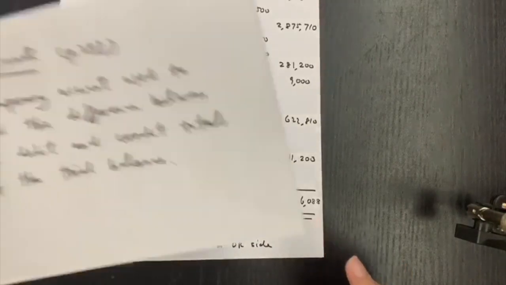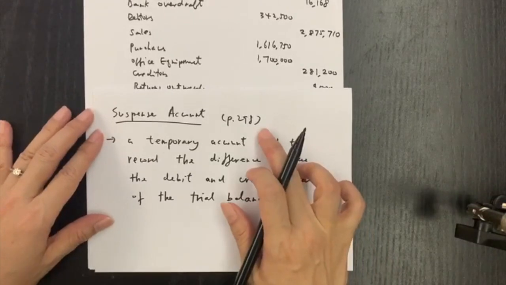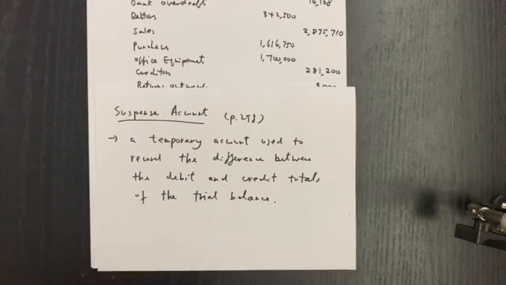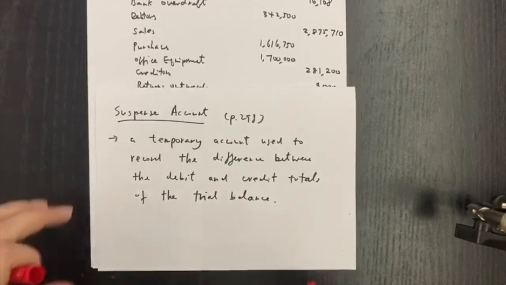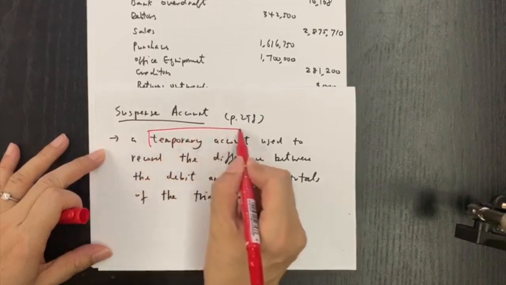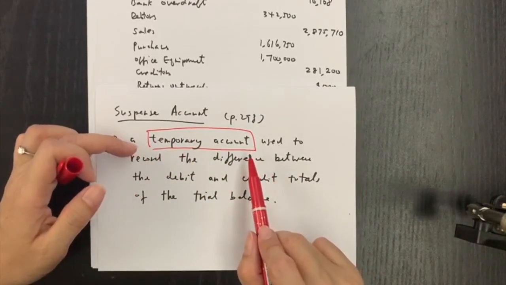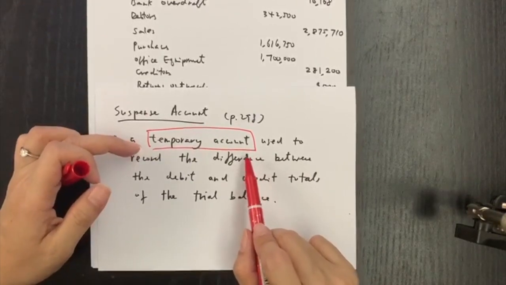All right, so if you go to your textbook on page 298, you have the meaning of suspense account. And what is a suspense account? A suspense account is a temporary account, not permanent, because later on, after we have found the mistake and done the correction, all suspense accounts will be cleared.